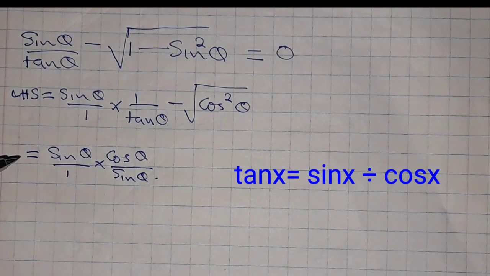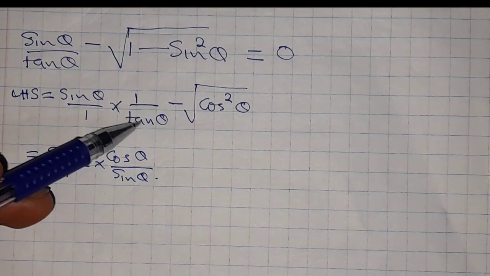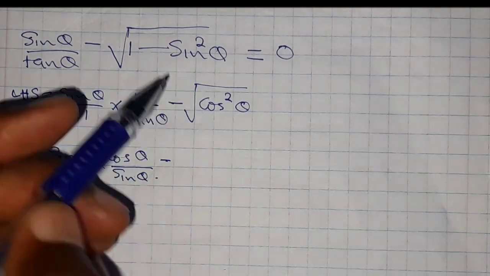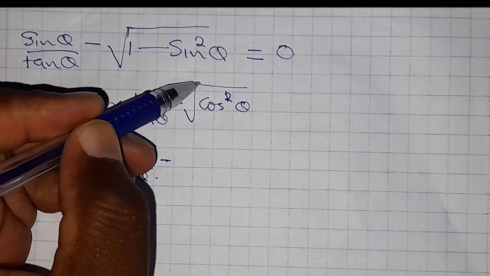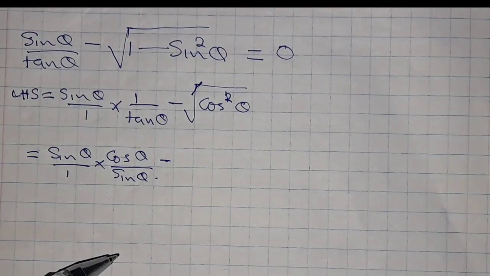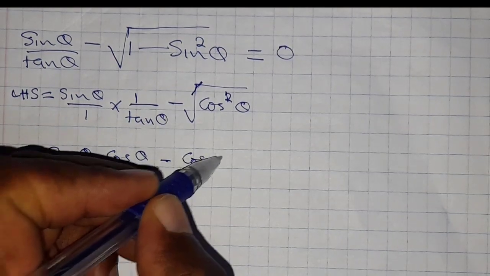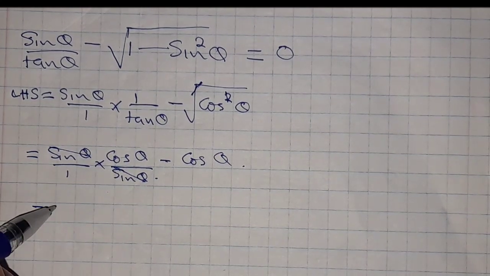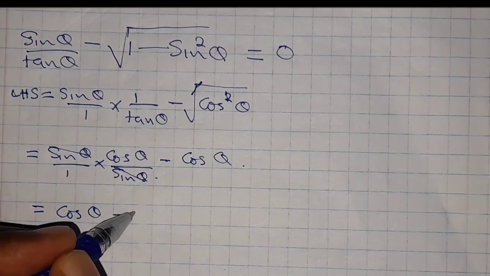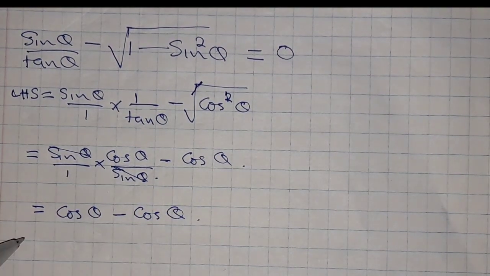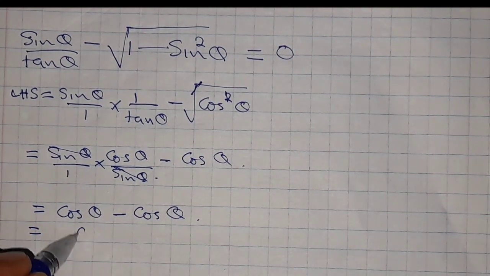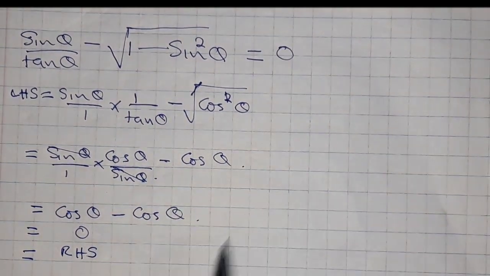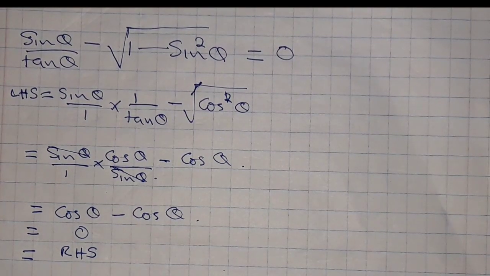Remember, tan theta is equal to sine theta over cos theta, but this is not tan theta, it is 1 over tan theta, so it's equal to cos theta over sine theta minus this one. We have cos theta squared, which is under the square root sign, so these two will cancel each other, so it's minus cos theta. And then with this one, we cancel these two, we are left with cos theta minus cos theta. This is equal to 0, and this is equal to the right hand side. So we have proved this identity.